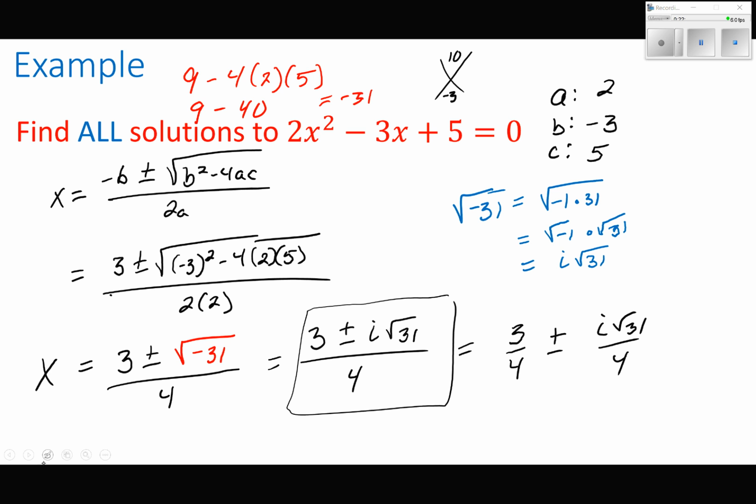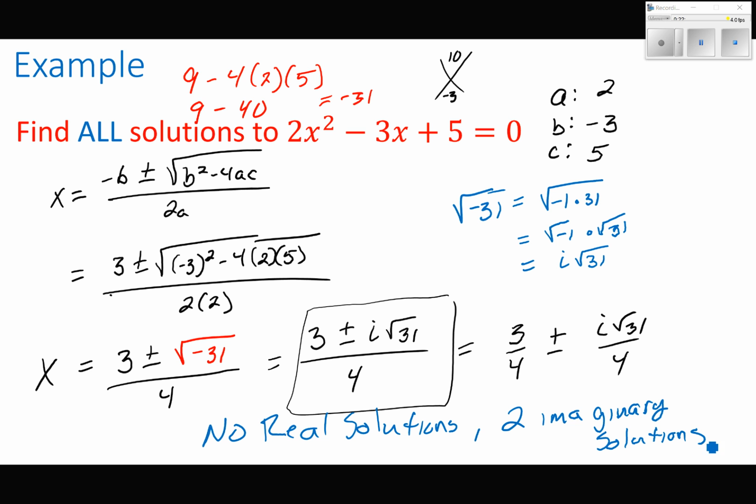So what we would say now on this one is that there are no real solutions. The square root of 31 stopped us, so there's no real number that we could do, but there are 2 imaginary solutions. The 2 imaginary solutions are 3 plus i root 31 over 4 and 3 minus i root 31 over 4. So there are 2 imaginary solutions, but there are 0 real solutions.